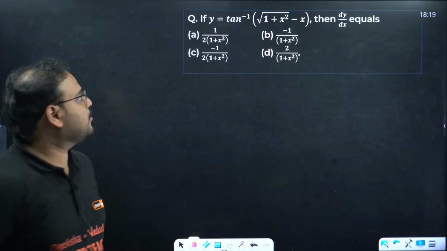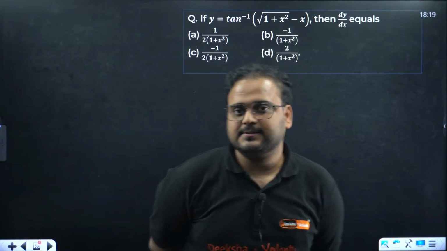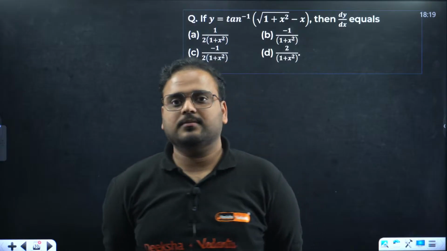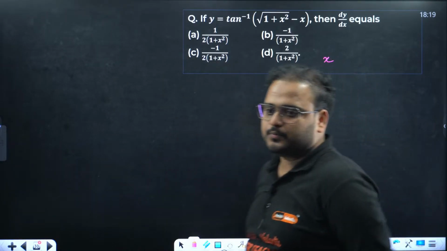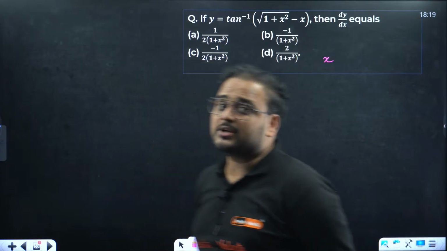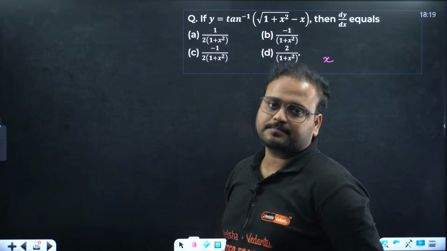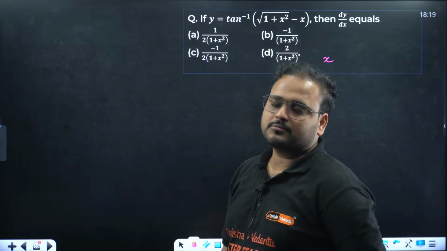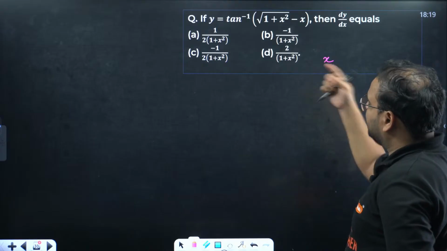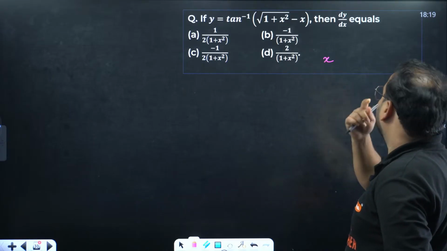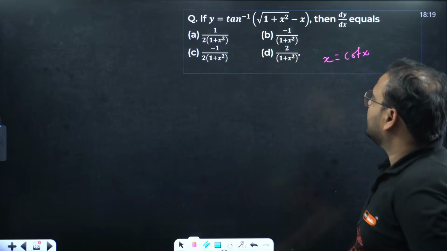Y equal to tan inverse of root of 1 plus x square minus x. This question is on substitution again. Take here x value as what? So you can take either tan or cot. Either tan or cot. Okay. All right. What can we take over here, sir? If I take tan, okay, let's try to take cot.